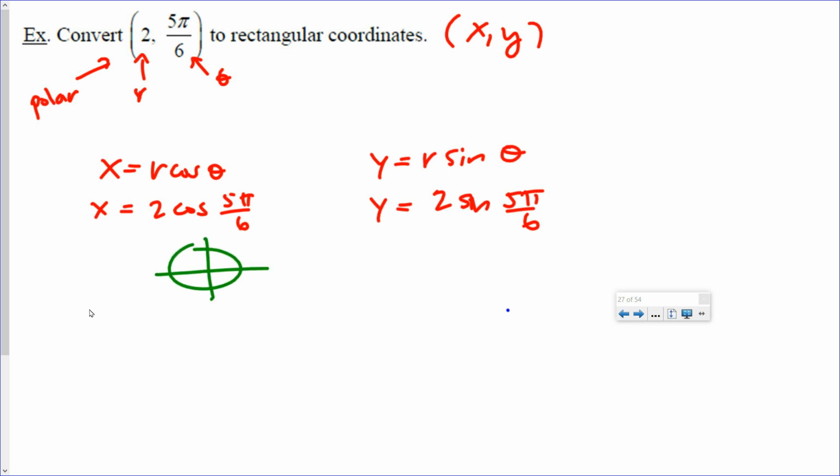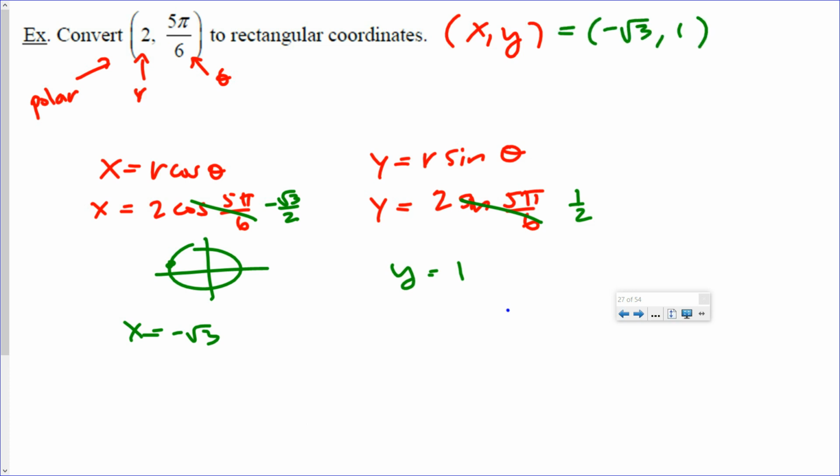If you go look on your unit circle at 5 pi over 6, what is my cosine value? Negative square root of 3 over 2. So that means x is equal to negative square root of 3. On your unit circle, what is sine of 5 pi over 6? 1/2. So y here is really equal to 1. So what are our rectangular coordinates? Negative square root of 3, comma 1.